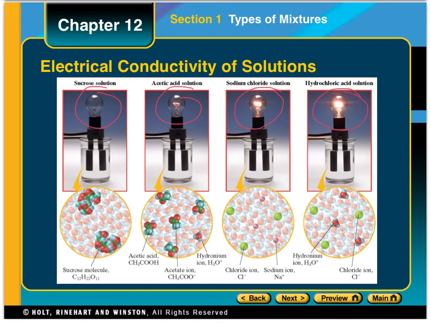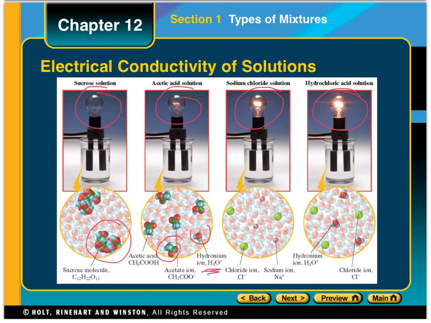And then hydrochloric acid, you can see it's even brighter there. And that's because those ions dissociate to an even greater extent. So if we look at the particle view at the bottom of each slide, you can see how the sucrose molecules, the sugar molecules, stay together. Remember, in order to conduct electricity, you need to separate out into those individual ions. You can see that we have some ions separating here, but again, the ions are fairly large, and we only have a few hydronium ions.